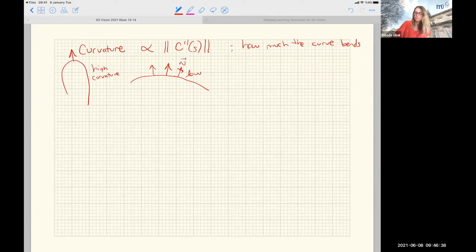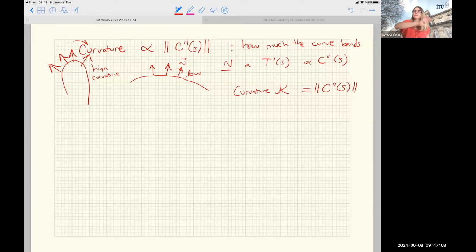because the normal vector was also proportional to t prime of s, which is of course proportional to the second derivative c double prime. And curvature kappa is the magnitude of the second derivative. So this is curvature. You see here in this case, the normal really changes fast, right? The normal vector field, how quickly it pulls itself away, or how quickly it changes. It's the rate of change of the normal you can think of.